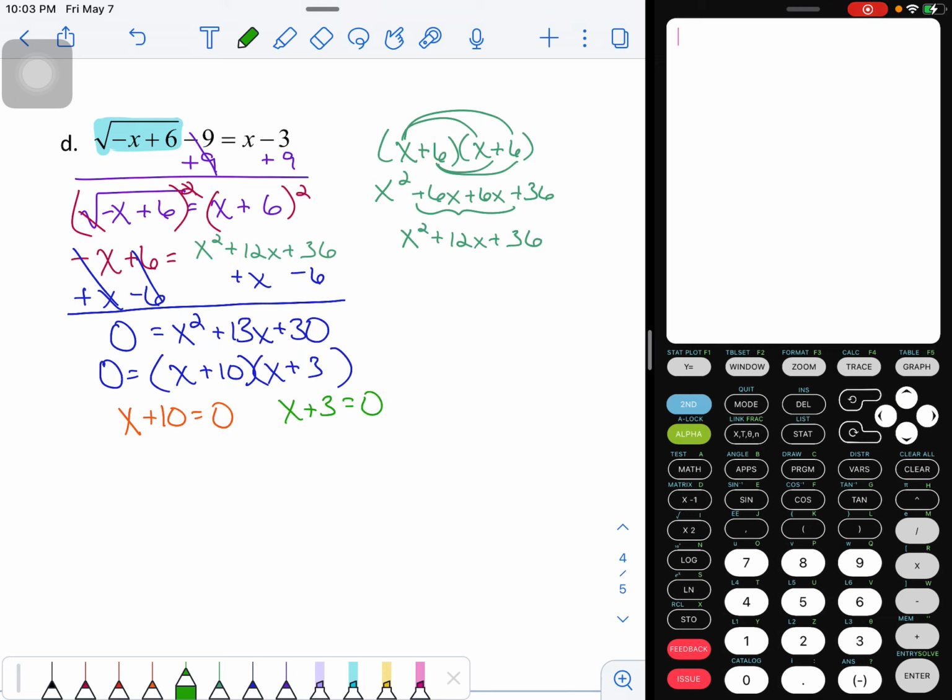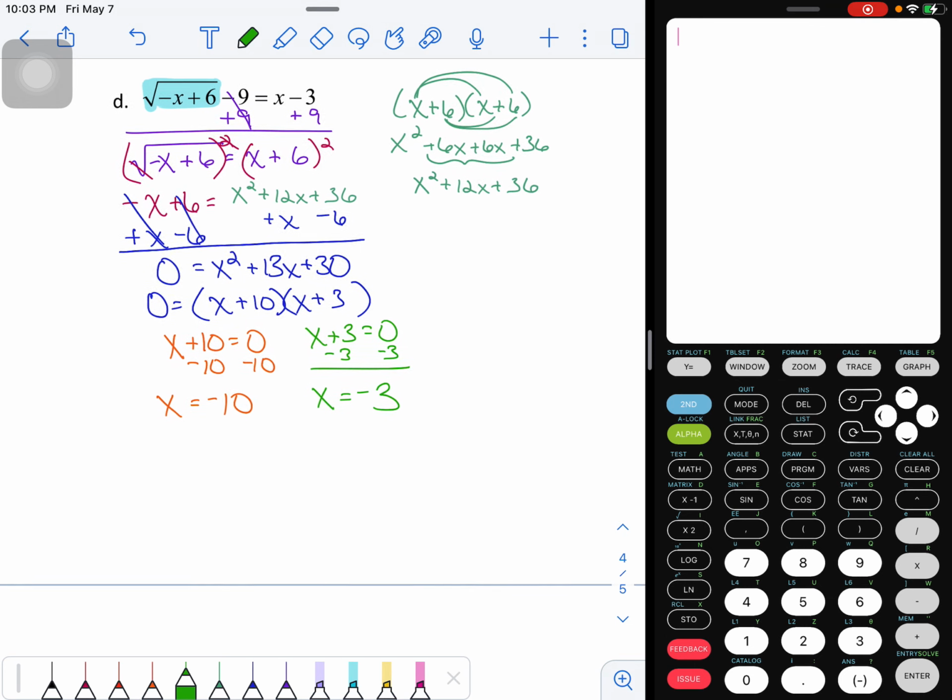All right, x plus 3 equals 0. So we've got this first one. If we subtract 10 from both sides, we would get x equals negative 10 as a possibility. If we subtract 3 from both sides, we're going to get x equals negative 3 as a possibility. Now, just because the last problem had two answers that worked, I have no idea if these answers, neither one of them could work for all I know. But what you're going to do is check your work.